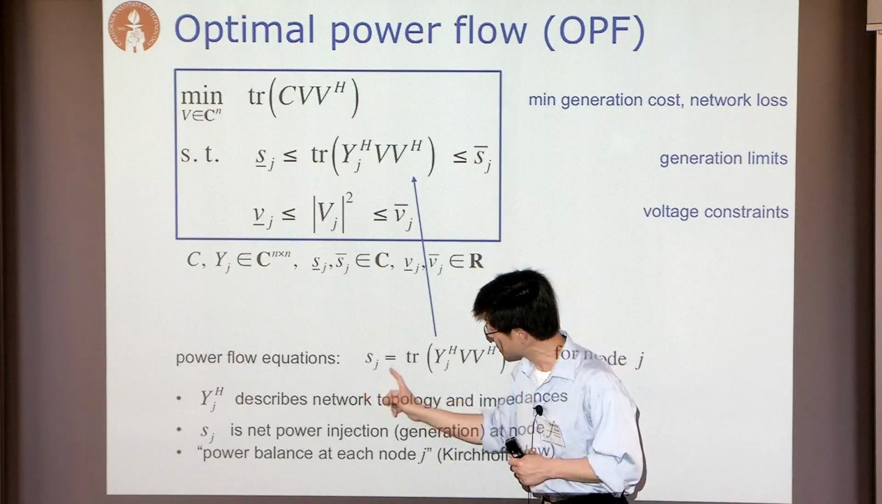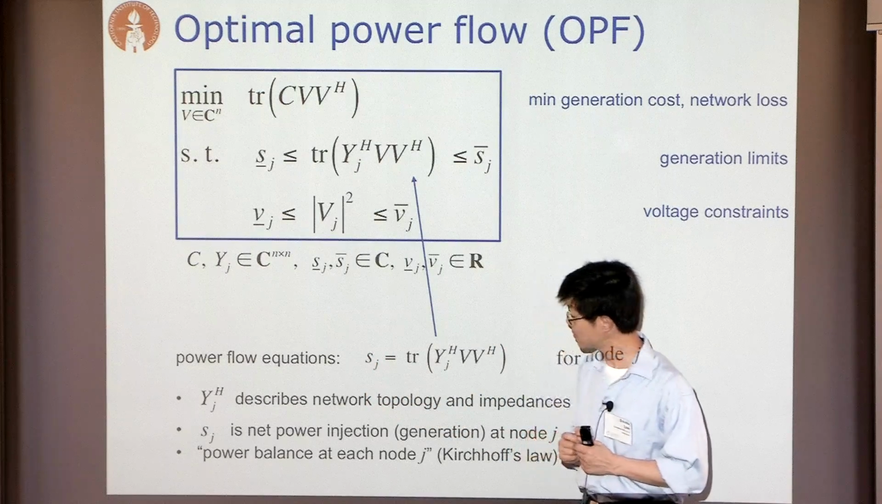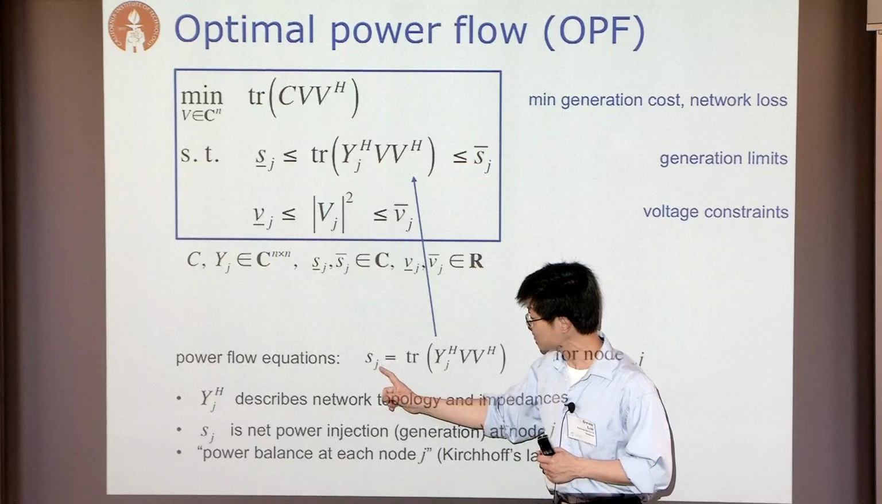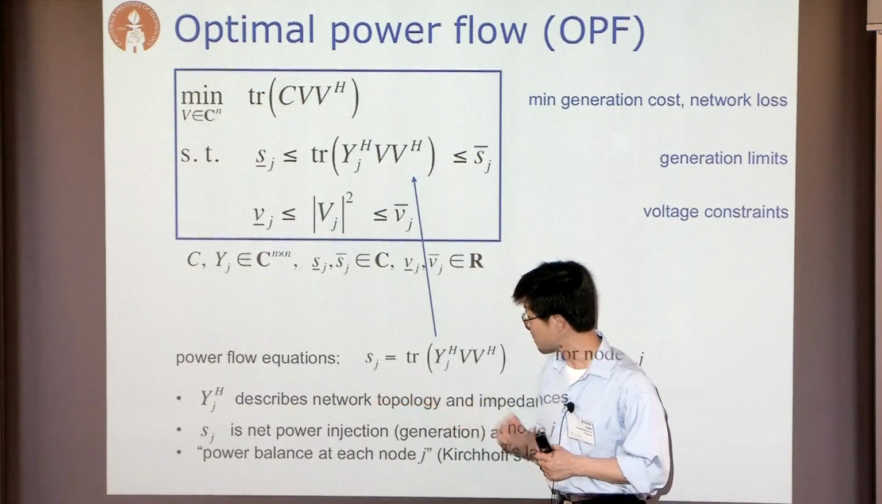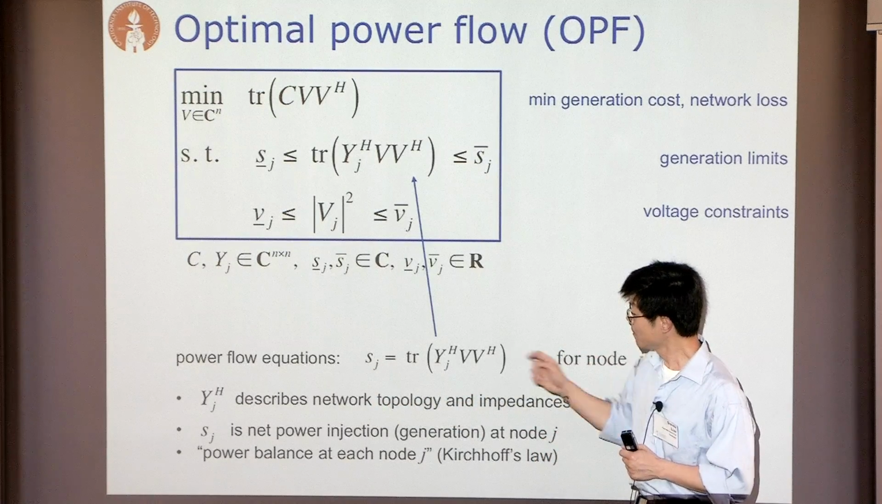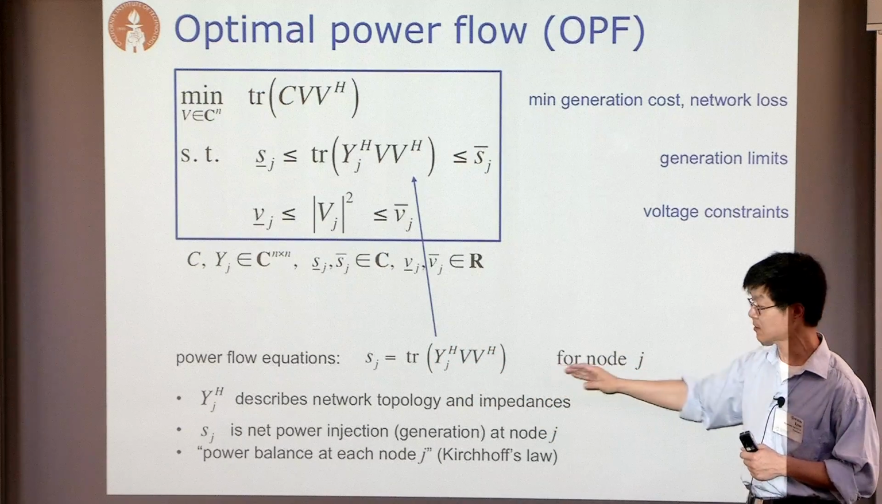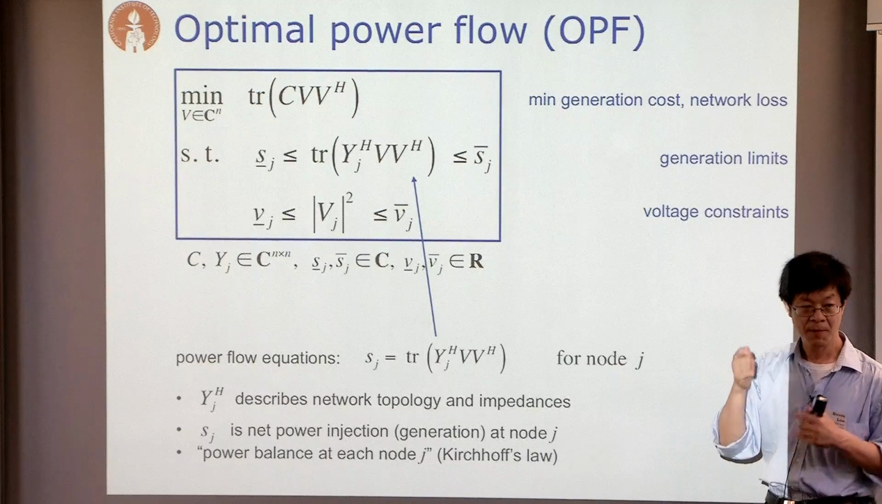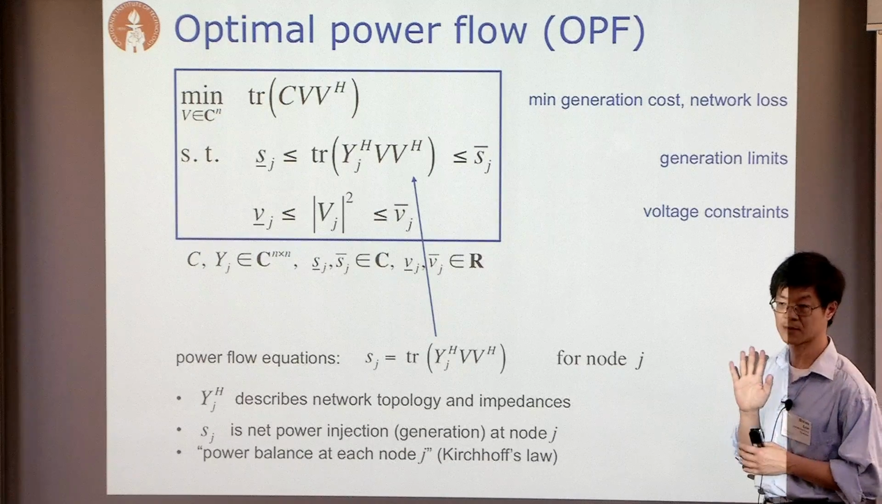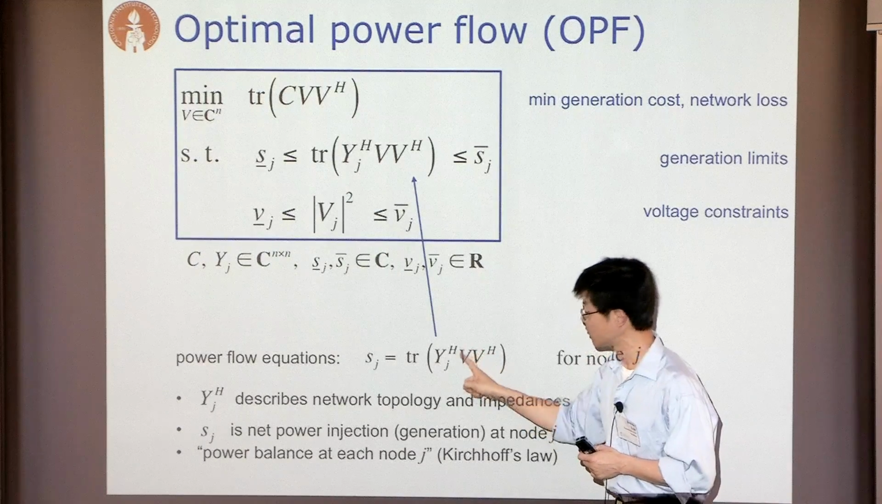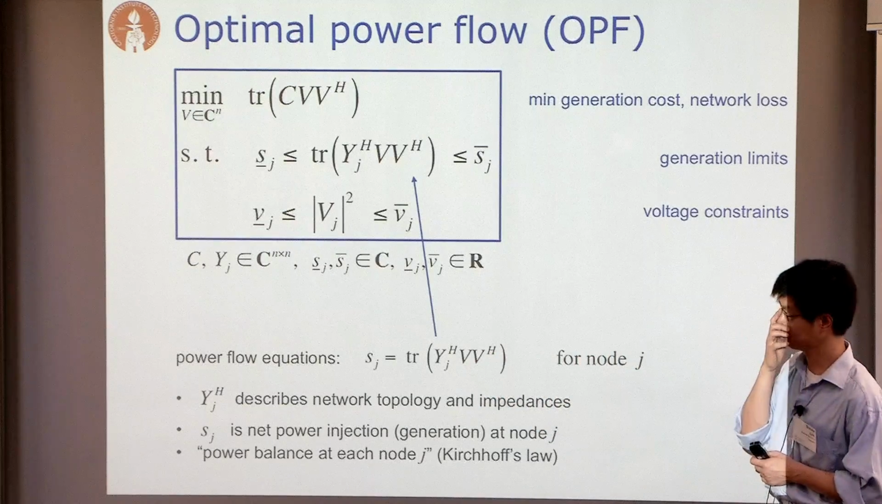But each power, let's say j is a generator node, then it generates the real and reactive power, the complex number, must equal to this. And this simply represents Kirchhoff's law. And it says at every node j, power must be balanced. That's all it says. But it's quadratic in the variable v. That's the important piece.